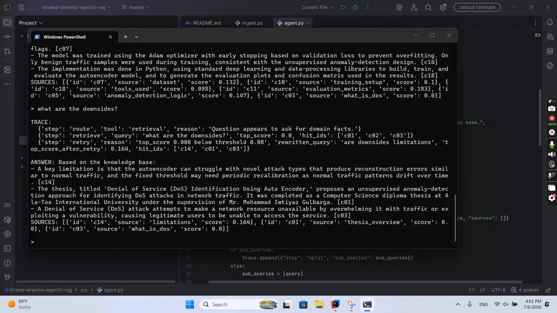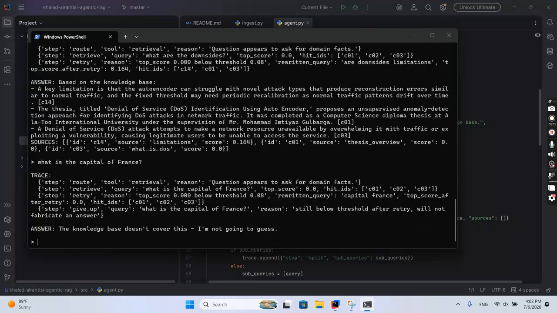If we write, for example, what is the capital of France? See, the knowledge base doesn't cover this. The same retry process runs here too, but it still fails both times. Instead of guessing, the agent honestly tells me that it doesn't know. That is what makes every other answer trustworthy.